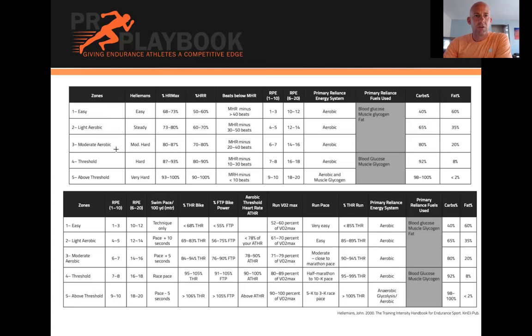Once we get into zone 3, it's moderate aerobic. It feels moderately hard. And then you have your zone 4, which is threshold, which is a hard pace. Zone 3 and 4 is typically what we do race in. So those feel like a race pace, like you're racing. And then we have zone 5, which is above threshold. And zone 5 is a very hard effort, very hard intensity. So it's a pretty easy one to know.